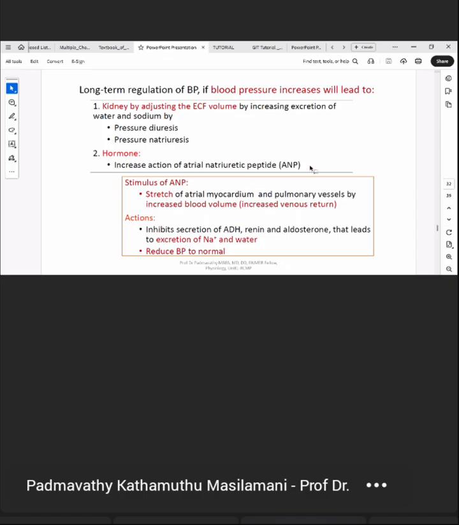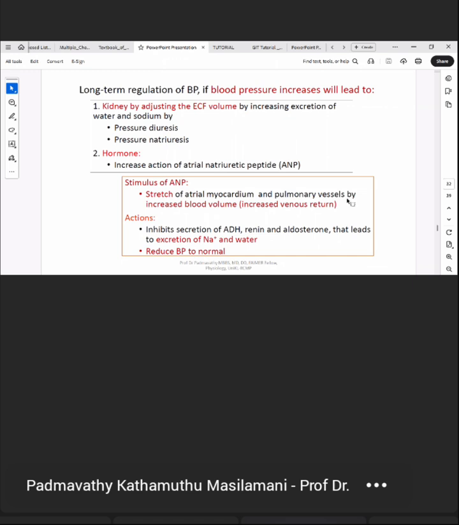It is also having the natriuresis effect. So all the three will be decreasing the blood pressure in the long run. Okay, so this is very important. So usually hypotension, we don't worry about this. So this is a very important part.